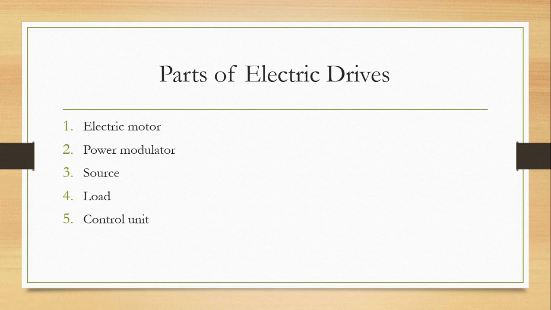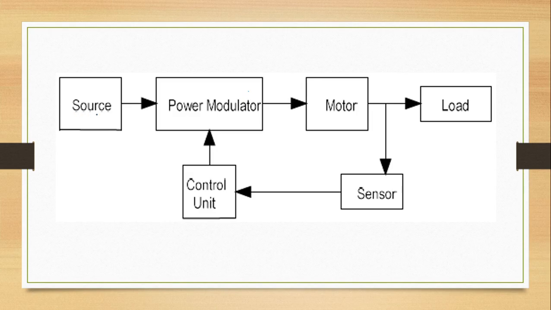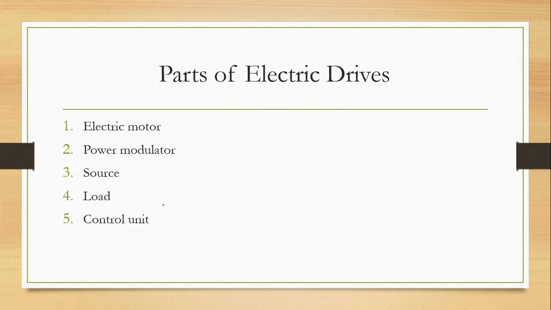Now your electric drive, we have already seen the block diagram. So you can see over here you are having 5 parts. You have a source, power modulator, motor, sensor and control unit. So you can see the same over here. You have a motor, you have a power modulator, you have a source, you have a load and you have a control unit. So these are the parts of the electric drives.